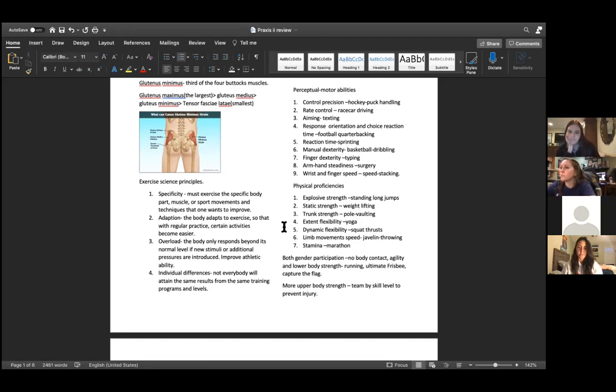Running, ultimate frisbee, capture the flag. More upper body strength, team by skill level to prevent injury.